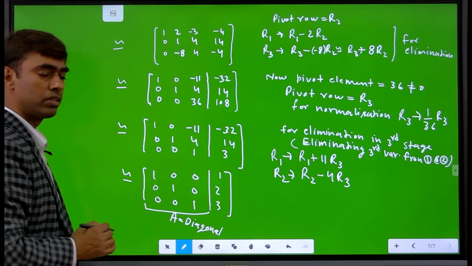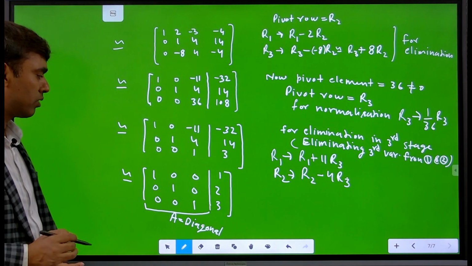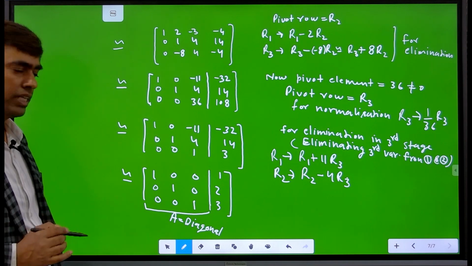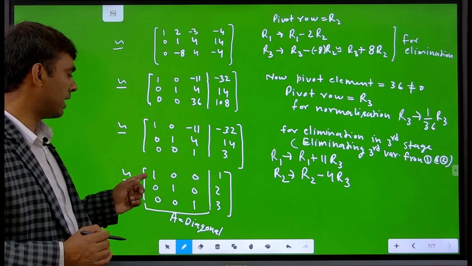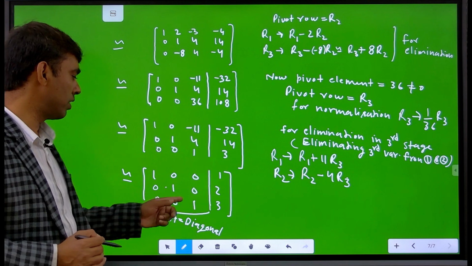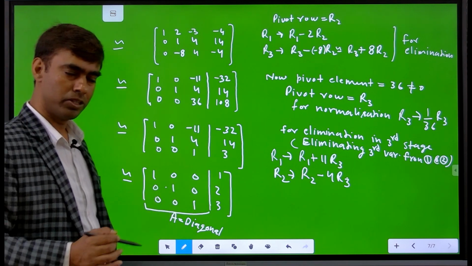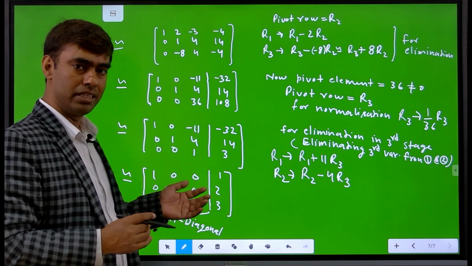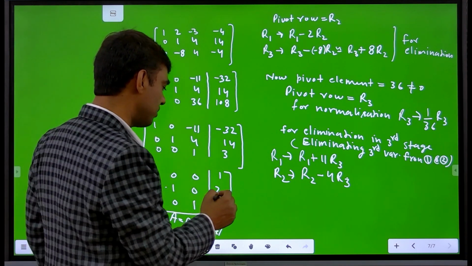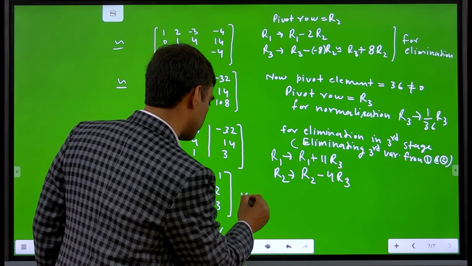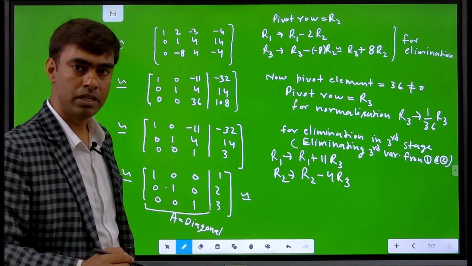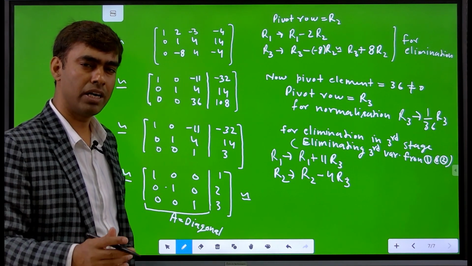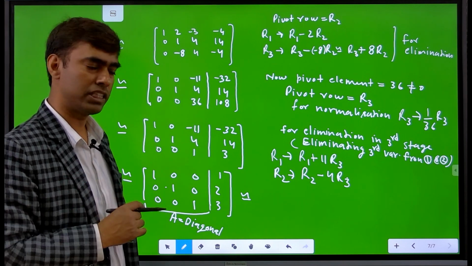Diagonal matrix. Now if A becomes a diagonal matrix, then we are directly able to write the value of x as 1, the value of y as 2, and the value of z equal to 3. So rather than writing it directly, here we write an equivalent system of linear equations, or you may say a reduced form of a system of linear equations.